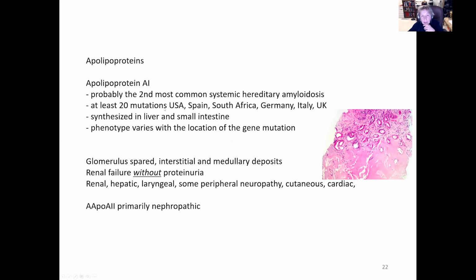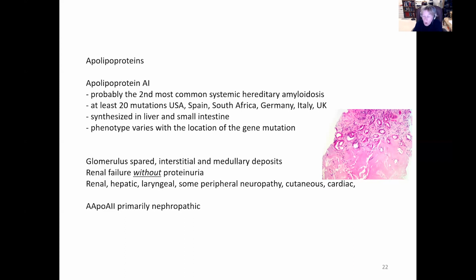It is probably the second most common systemic hereditary amyloidosis. And here, these patients don't have significant proteinuria. They don't have glomerular amyloid. This is a kidney section in the deep medulla. And here deposits of amyloid are located deep in the medulla, such that the patients have renal failure. And it is relatively easy to imagine a scenario when the biopsy does not contain enough of the medullary sample that the diagnosis can be missed altogether.